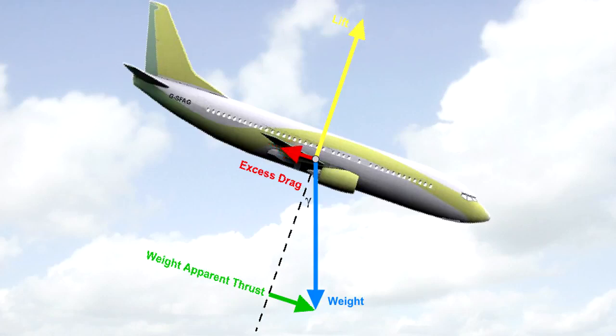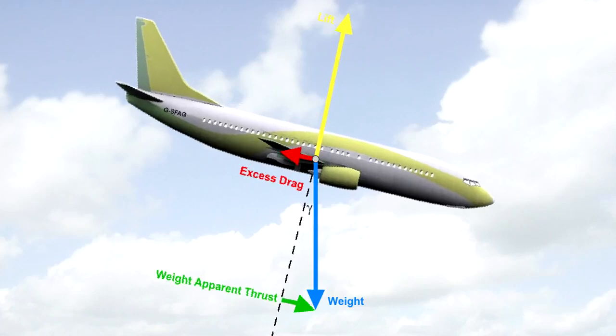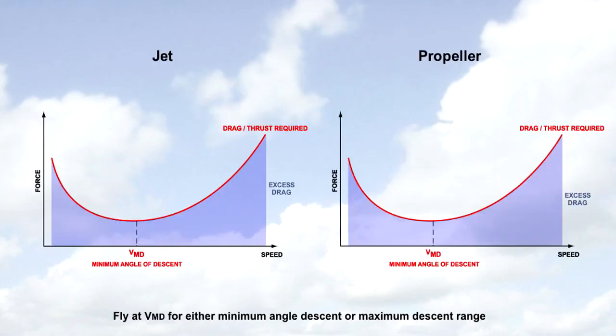If drag were to be decreased, then notice that weight apparent thrust can be decreased by raising the nose by an appropriate margin in order to decrease the angle of glide. From this you can see that if drag were reduced to a minimum, the angle of glide will also be reduced to a minimum. This can also be seen in the graphs.